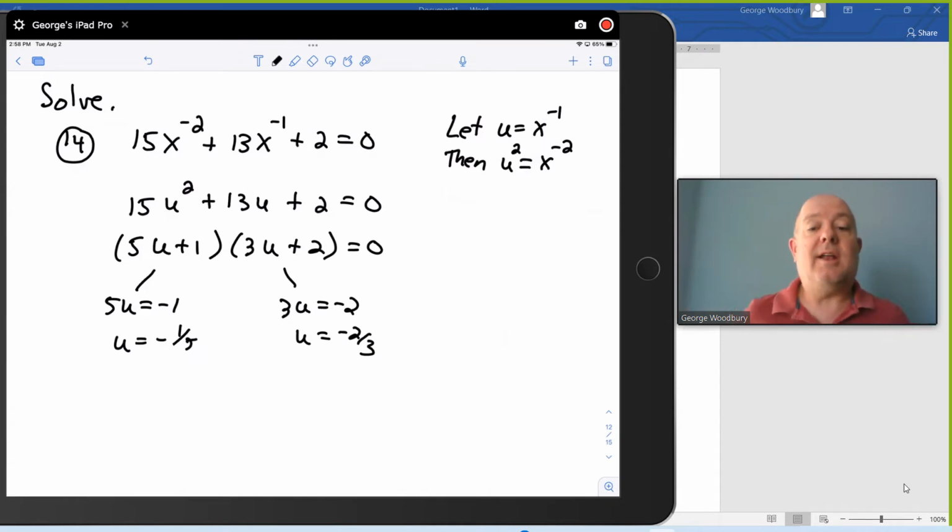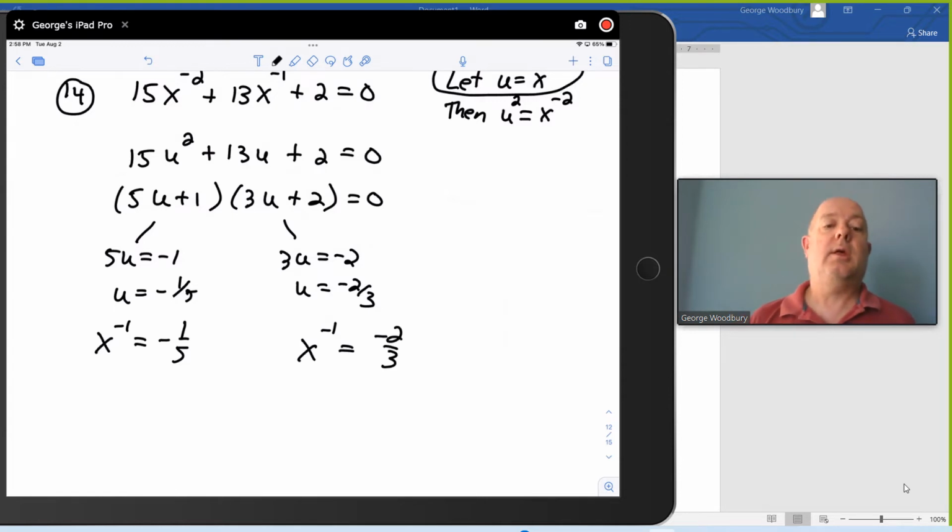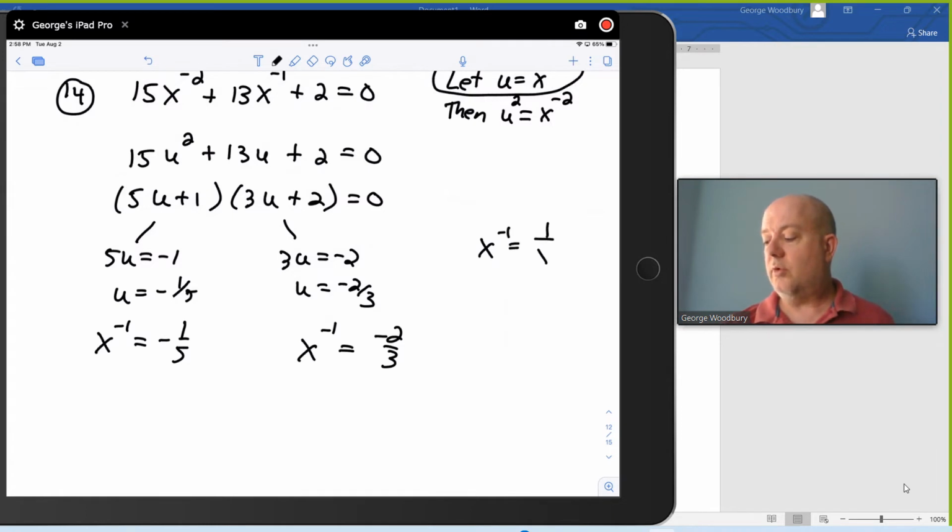Now, once that's done, I have to reverse the substitution. I have to come back and put in x to the negative 1 power for u. So x to the negative 1 power equals negative 1/5, and x to the negative 1 power equals negative 2/3. There's a few ways we can solve it. Probably the cleanest way is to realize that x to the negative 1 power, that's 1 over x to the positive 1 power. It's the reciprocal function.